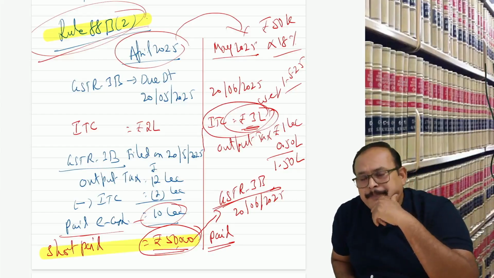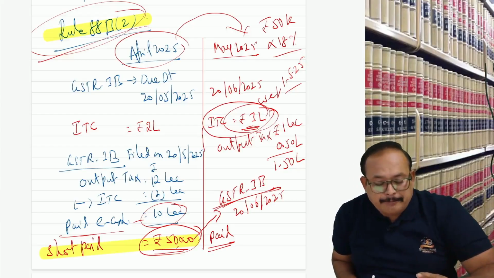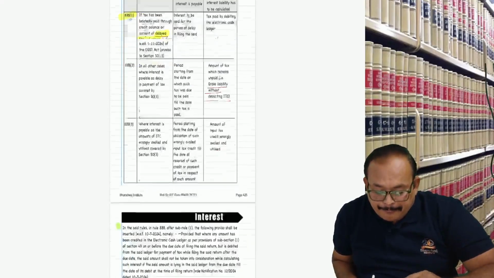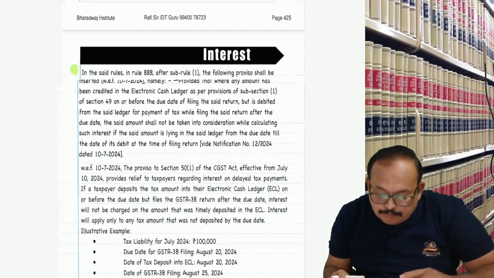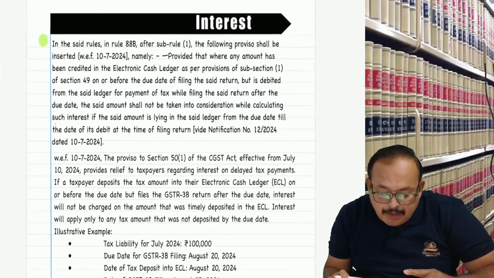Is that clear? Now please come back. Here I would like to bring to notice the amended provision. Furthermore, this is what?